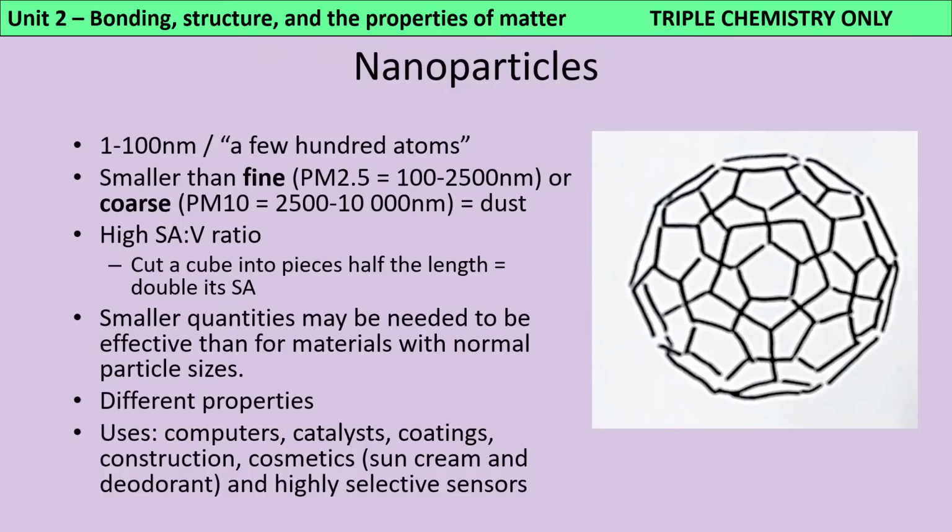Particles can be defined according to their size. So nanoparticles are smaller than fine particles, which are in turn smaller than coarse particles. A fine particle is 100 to 2,500 nanometers across, and coarse particles are 2,500 to 10,000 nanometers across, and they're also called dust.